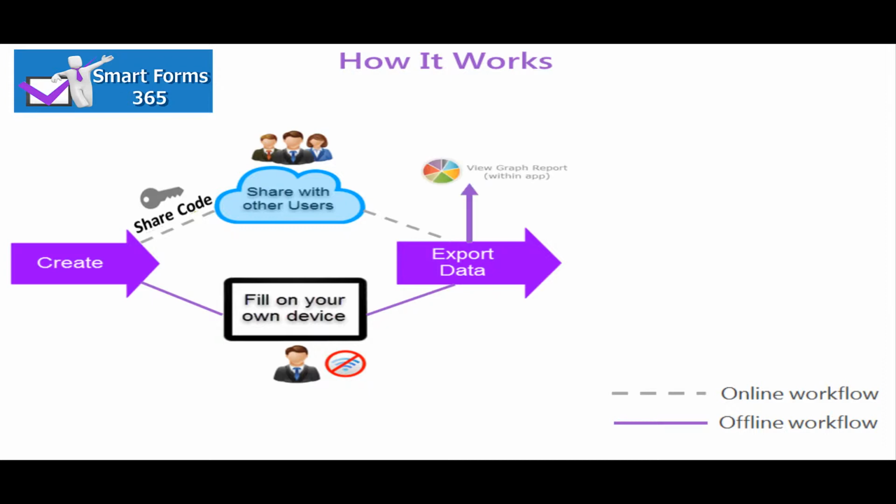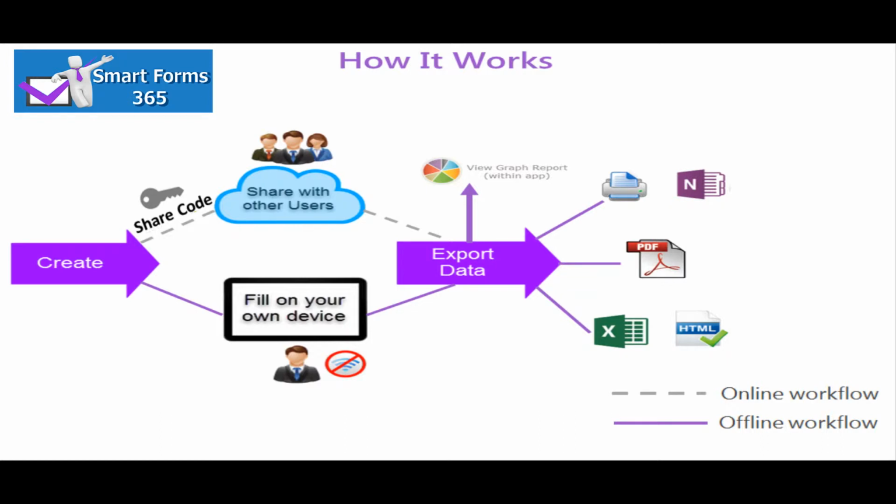Now you can export data collected from both your own device as well as from other SmartForms 365 users. You can see a graph report within the app itself to view answer statistics. You can export data into CSV, Excel, HTML or PDF format, or you can send it to OneNote or print it as well. You can also store this on your local PC, OneDrive, Google Drive or Dropbox.